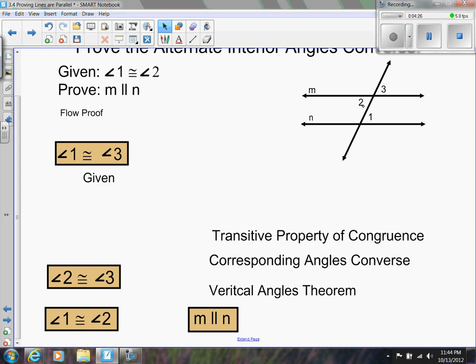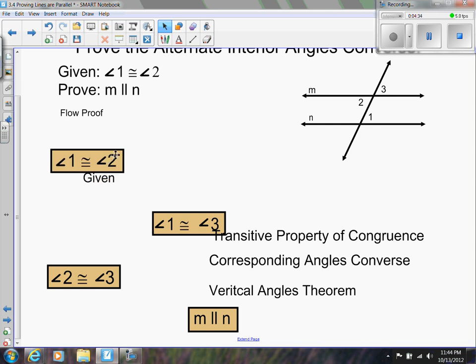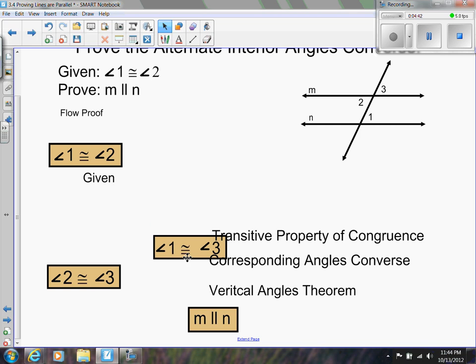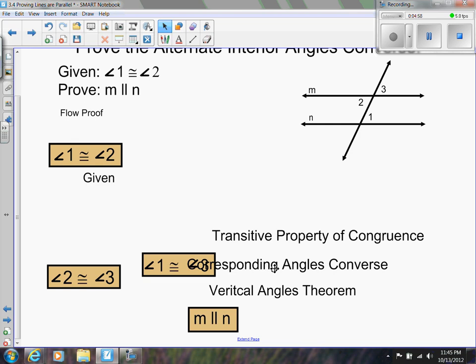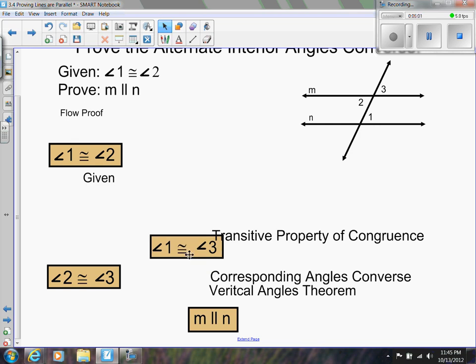So if I know angle 1 and 3, or excuse me, I'm not given that one. I didn't read the problem close enough. I know angle 1 and angle 2 are congruent. What can I conclude from that? I know they're equal, but does that help me? If I want to show M and N parallel, I'm going to go back to that corresponding angles converse. That's basically a postulate that we're starting from. So we can always use the postulates.